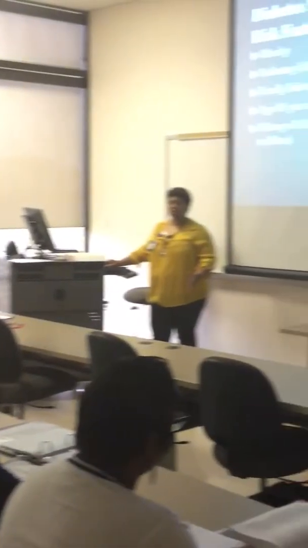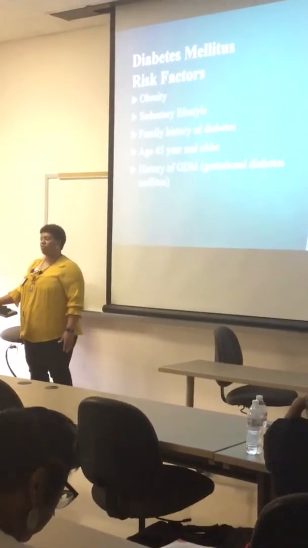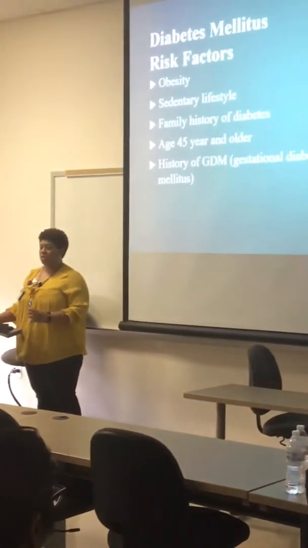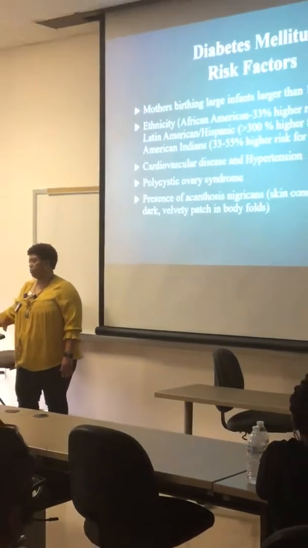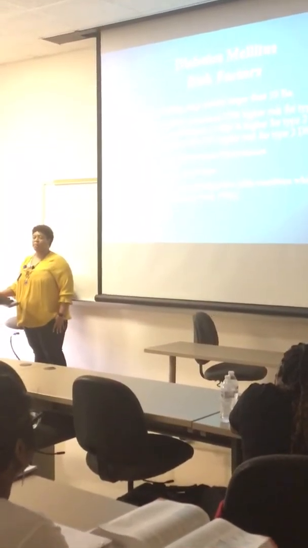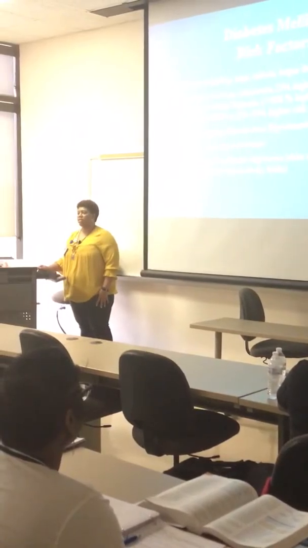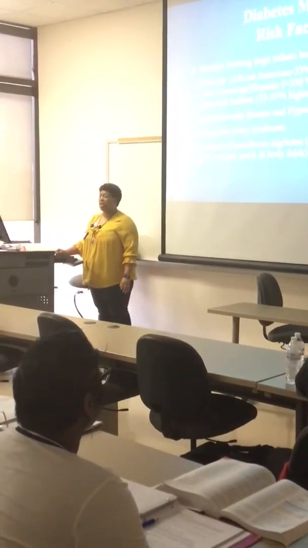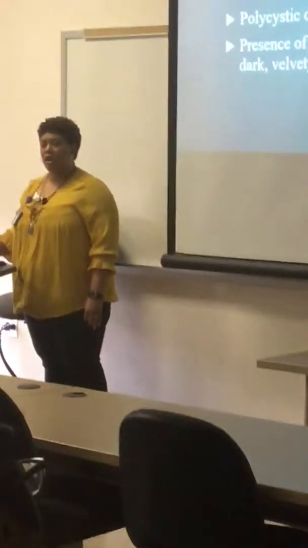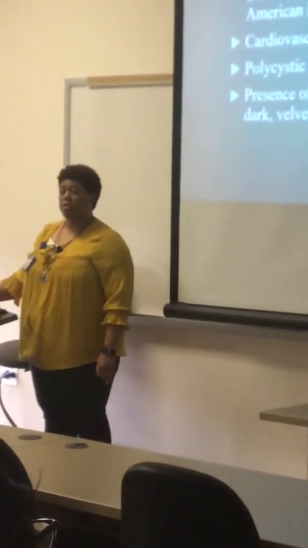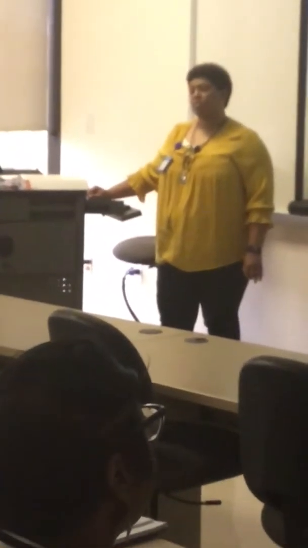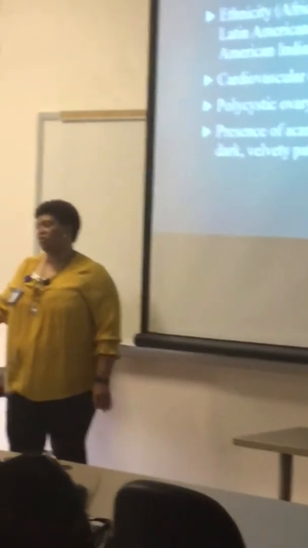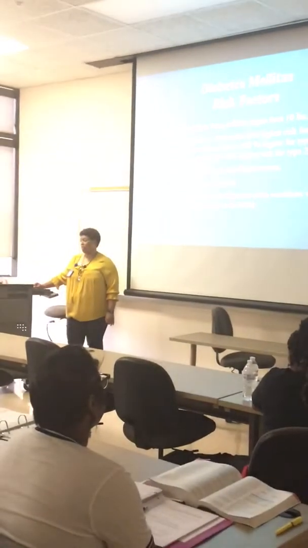And a family history, it can run in families. Age 45 and older, as you know, as we get older, we tend to be more predisposed to developing disorders. Mothers who birth babies that are larger than 10 pounds. Ethnicity, African Americans: we have a 33% higher rate of developing diabetes. Latin Americans and Hispanics have a greater than 300% chance of developing type 2 diabetes. Indian Americans have a 33 to 55% higher risk of developing diabetes.